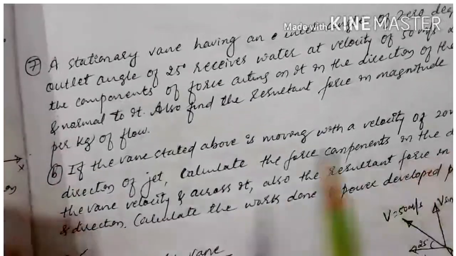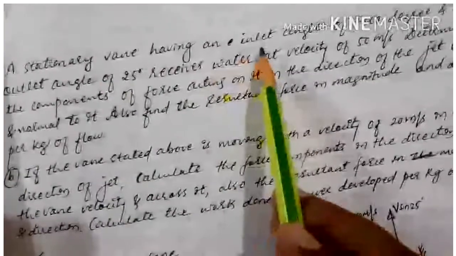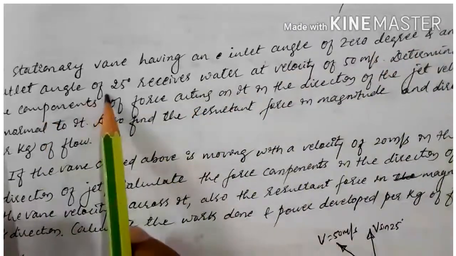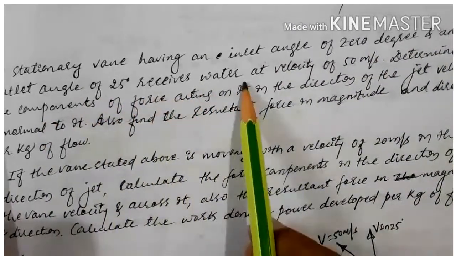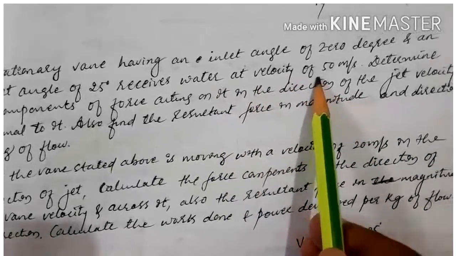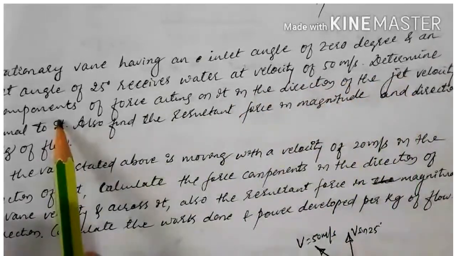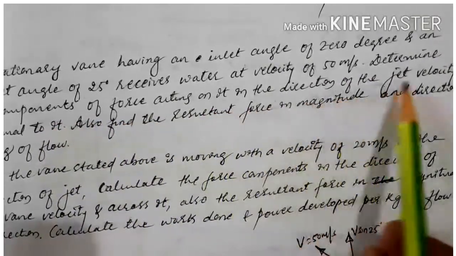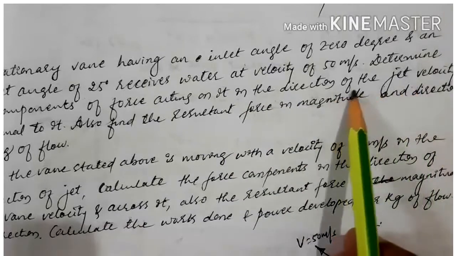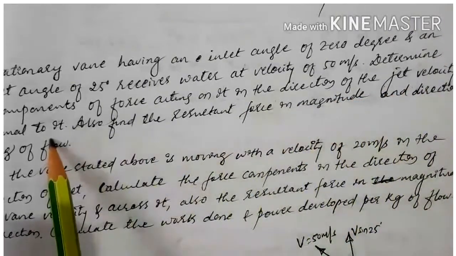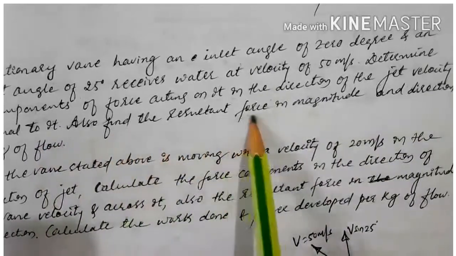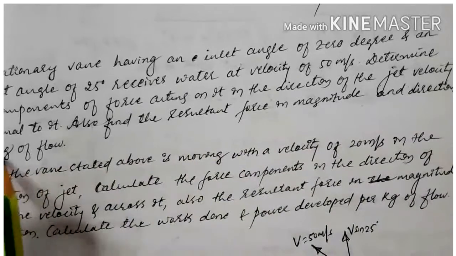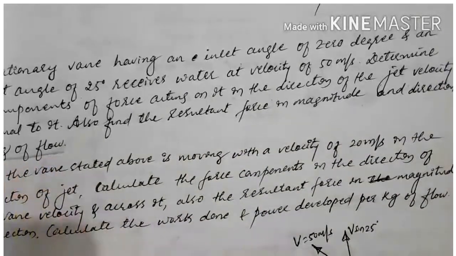Next, a stationary vane having an inlet angle of 0 degree and an outlet angle of 25 degree receives water at a velocity of 50 meter per second. Determine the components of the force acting on it in the direction of the jet velocity and normal to it. Also find the resultant force in magnitude and direction per kg of flow. This is very, very important, per kg of flow.